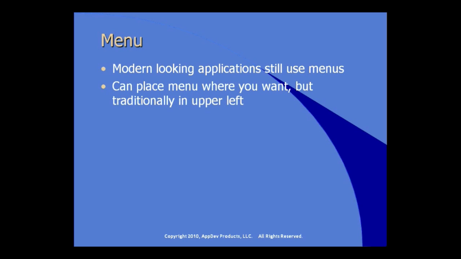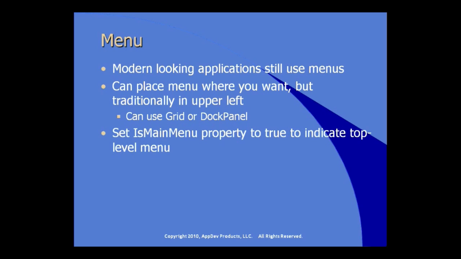When you build an application in WPF, you're building a modern-looking application. But don't forget that even modern-looking applications still use menus. And you can place a menu wherever you want, but traditionally you'll place it in the upper left. To do that, you can use a grid or a dock panel, and you set the IsMain property of the menu to true to indicate that it's a top-level menu.